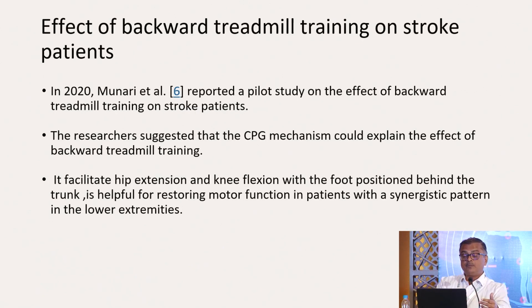This article came from Munari et al. in 2020. They reported a pilot study on the effect of backward treadmill training. What they are saying is that it facilitates hip extension and knee flexion with the foot position behind the trunk. So it is helpful for restoring motor function in patients with a synergistic pattern in the lower extremity. I don't have any experience with this backward training, but let's see, we can check it out.